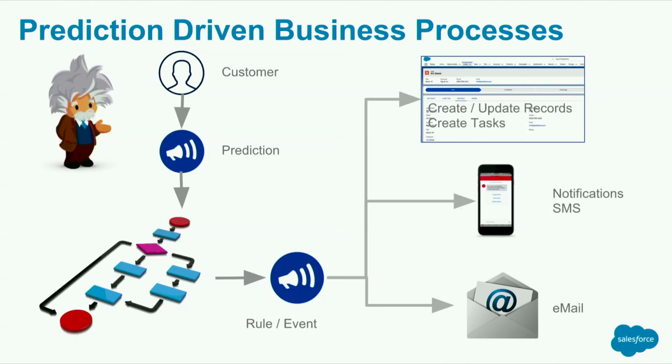And basically what we've seen here, we have the customer record, we do a prediction, the prediction creates a score, and now we can define business logic in Process Builder to take certain actions based on the value of the score result. Then we evaluate the rules, and you can create new records, update records, create notifications, send emails, so the full power of Process Builder.